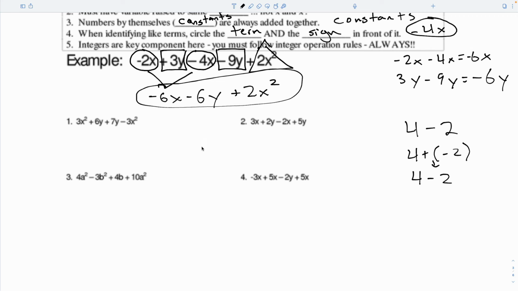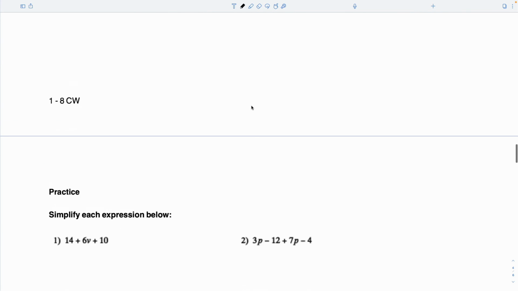Students always look at this and like want to do more. They're like, wait, I need to like combine the 6 and the 6 and make negative 12. Don't do that. You cannot combine those. You're stopping here. That's as simple as it gets. What are we doing? Okay.